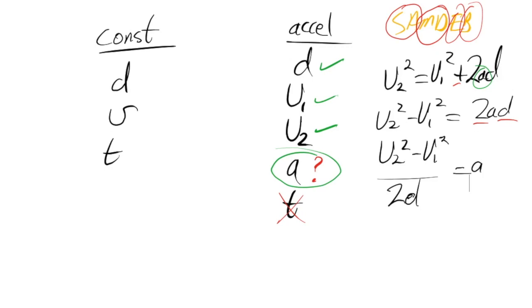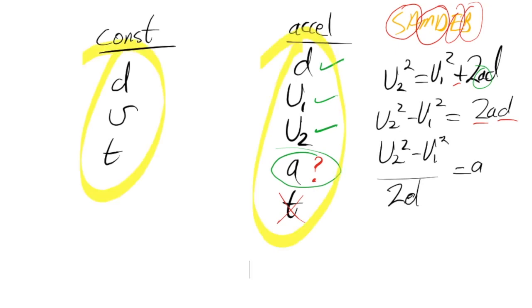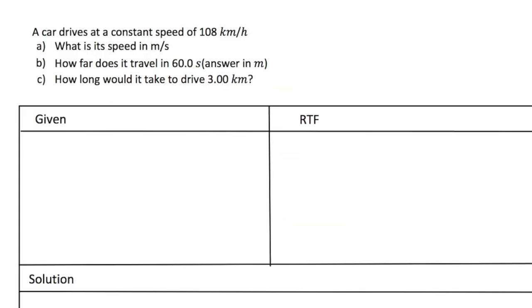Now what we're going to do is actually solve some practical problems. We have to first determine if it's constant motion or accelerated motion, and then we're going to take an inventory of the given information. So let's jump right into it. Our first question: a car drives at a constant speed. All right, well, this is a tough one. Is it an accelerated motion question or a constant motion question?